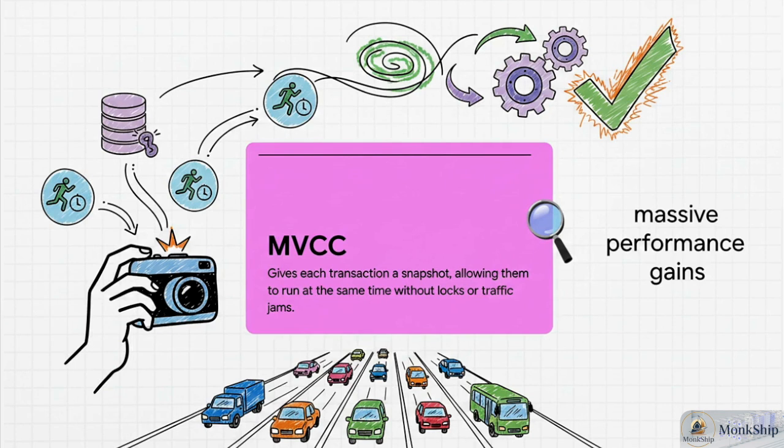And that magic trick? It has a name. Multi-version concurrency control, or MVCC for short. This is the special sauce we were talking about. See, most databases lock data when it's being used, which creates these huge traffic jams where everyone has to wait their turn. MVCC doesn't do that. It just gives each process its own lane with that consistent snapshot. And the result? Everybody moves at full speed. We're talking massive, massive performance gains.